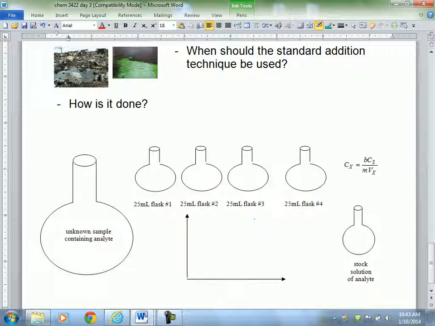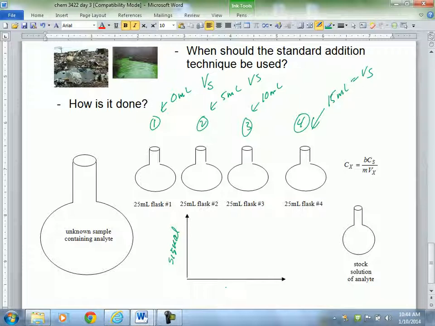Mix them up really good. Then you plot it out. Now what do you plot? You have to plot the signal that you get for all these flasks. Remember, I call these flasks 1, 2, 3, 4. In this one I didn't add any. I put 0 mils of stock. They call that VS, the volume of the stock. Here I put in 5 mils of VS, 10 mils, and 15 mils, I think.